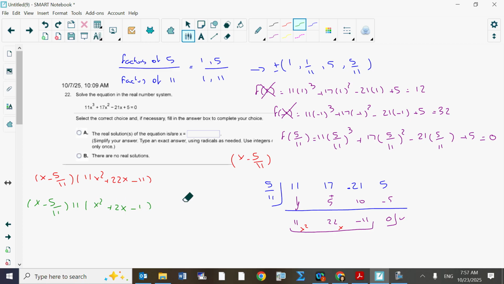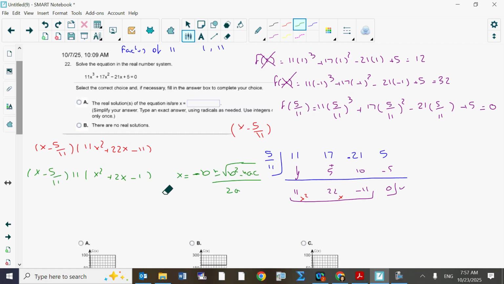No. So I have to use the quadratic formula, which is x equals negative b plus or minus the square root of b squared minus 4ac, divided by 2a. So x will be negative b, which is negative 2. Negative 2 plus or minus the square root of b squared, which is 2 squared, that's 4, minus 4 times a, which is 1, times c, which is negative 1, divided by 2 times a.